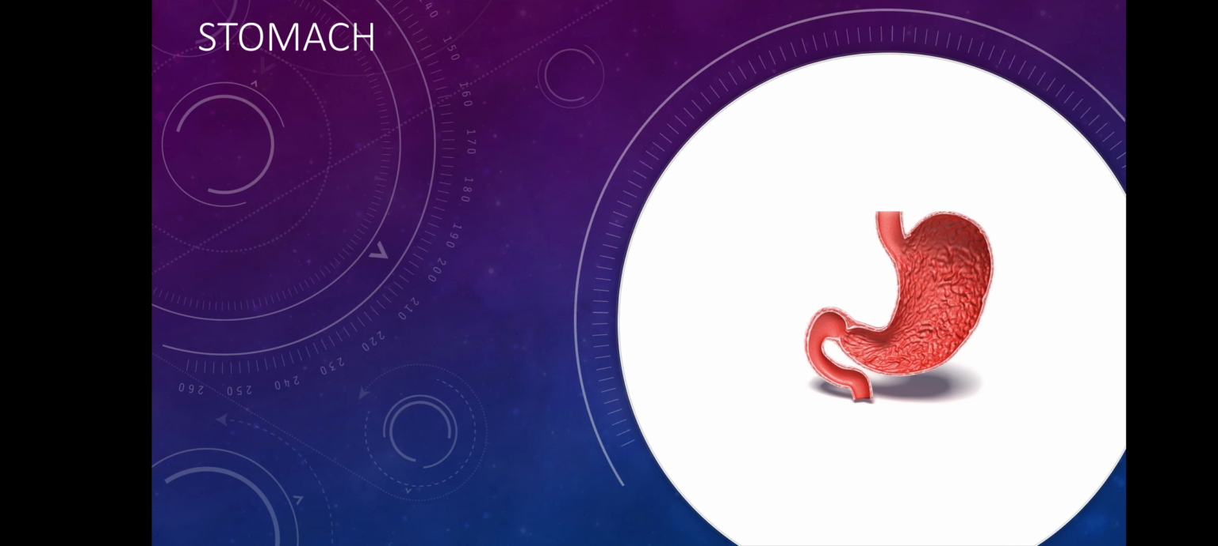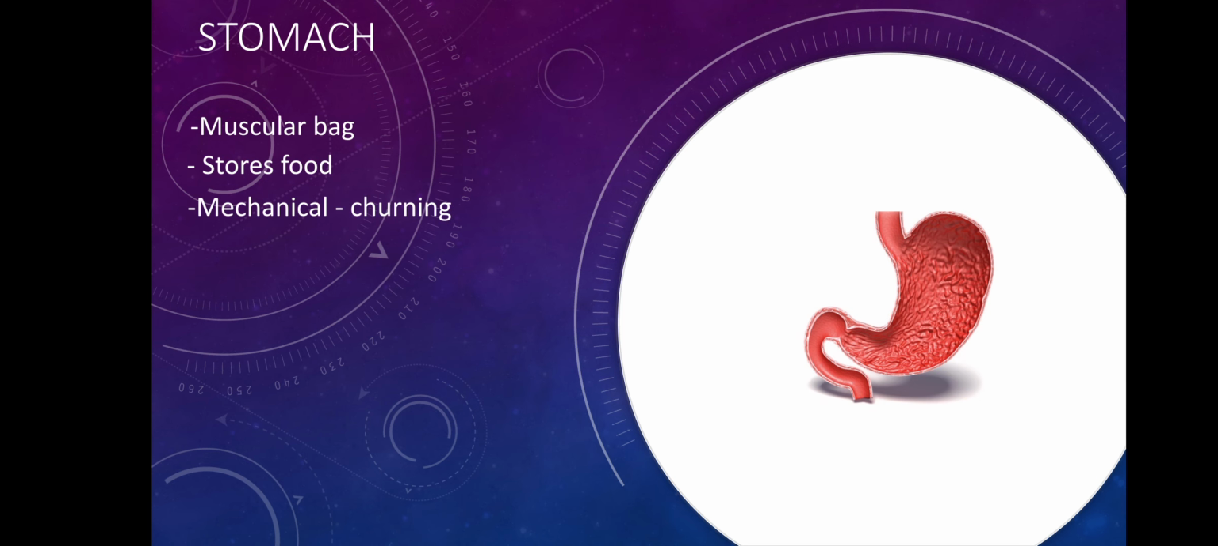After the food has passed through the esophagus, it reaches the stomach. The stomach can be described as a muscular bag which can hold around 1.5 to 2.5 litres. Food is temporarily stored here, and both mechanical and chemical digestion takes place here.